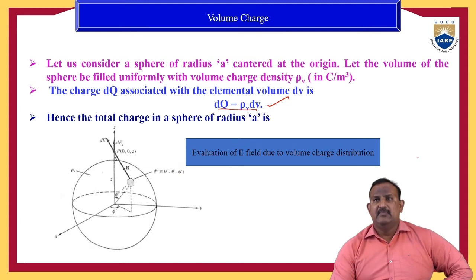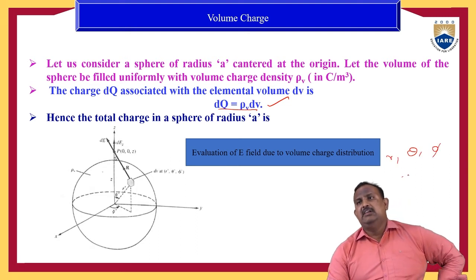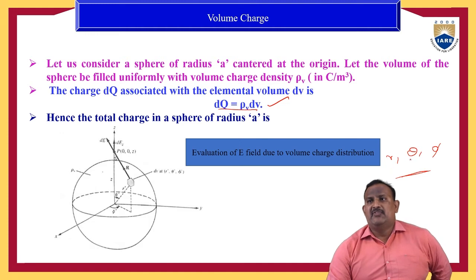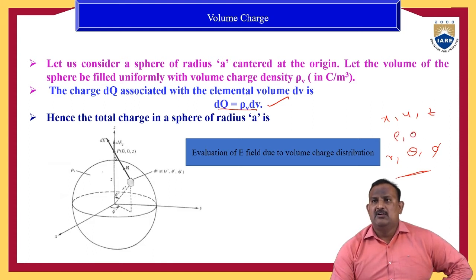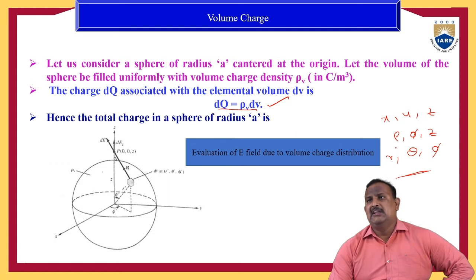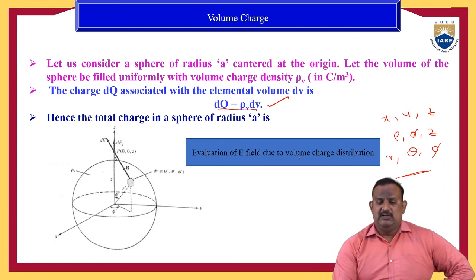Actually, in any spherical coordinate system, we have the three coordinates r, theta, phi. If it is a rectangular coordinate system, we have x, y, z. In a cylindrical coordinate system, we have rho, phi, z. Whereas in a spherical coordinate system, we have the coordinates r, theta, phi. So here let us assume the coordinates of the elemental volume dV are r dash, theta dash, phi dash. So here we have the different angles.